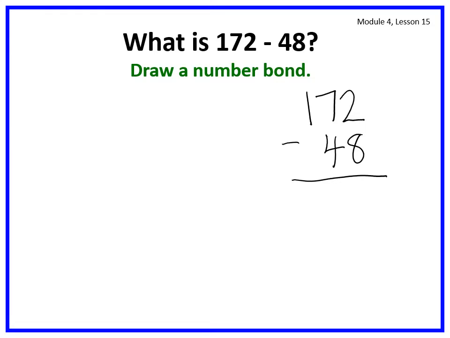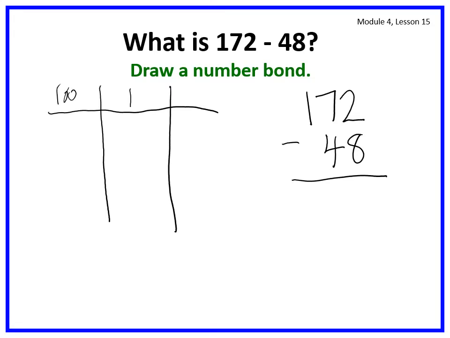Okay, now I need to do this in my place value chart. So I have my hundreds, tens, and ones. I'm going to use my chip model to represent the whole 172. 100, 10, 20, 30, 40, 50, 60, 70, 71, 172. So there I have 172 represented on my place value chart.